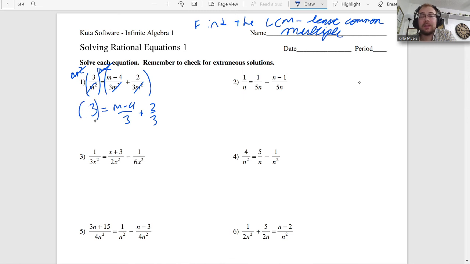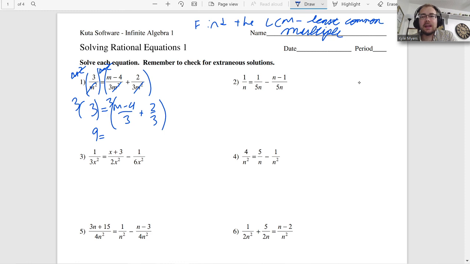Now I have to multiply this 3. I have to multiply both sides evenly. That's the other mistake I see, is that people try to just multiply the fraction stuff to get rid of the fractions. Yeah, that's why we're doing this, but it's an equation, so it has to stay balanced. So you have to do everything to both sides evenly.